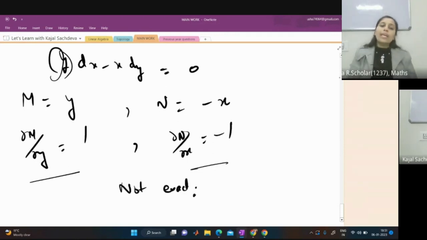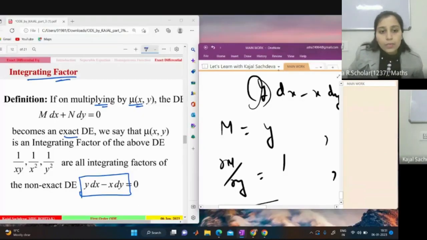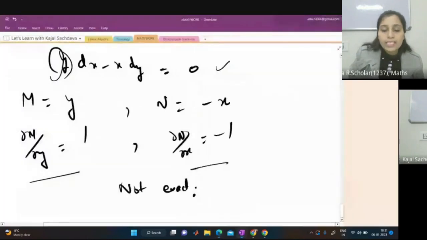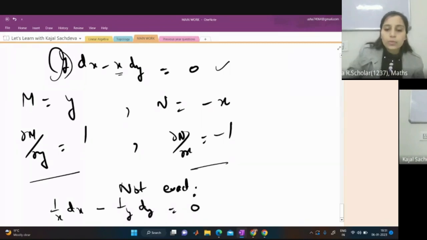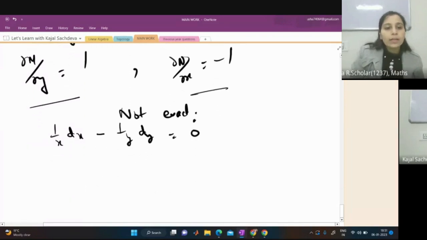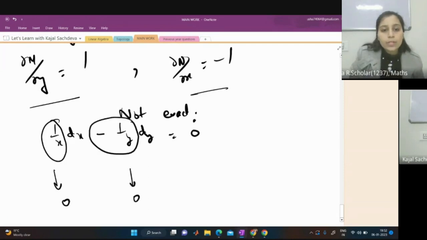Now, we have to find some function by which we multiply this equation and the equation becomes exact. So let's try 1 upon xy. Is this an integrating factor or not? When we multiply the given equation by 1 upon xy, we get 1 by x dx minus 1 by y dy is equal to 0. Now we can clearly see that if we differentiate this with respect to y, we get 0. If we differentiate this with respect to x, we also get 0, which is equal. So now the equation becomes exact, and we can find the solution in a similar manner.